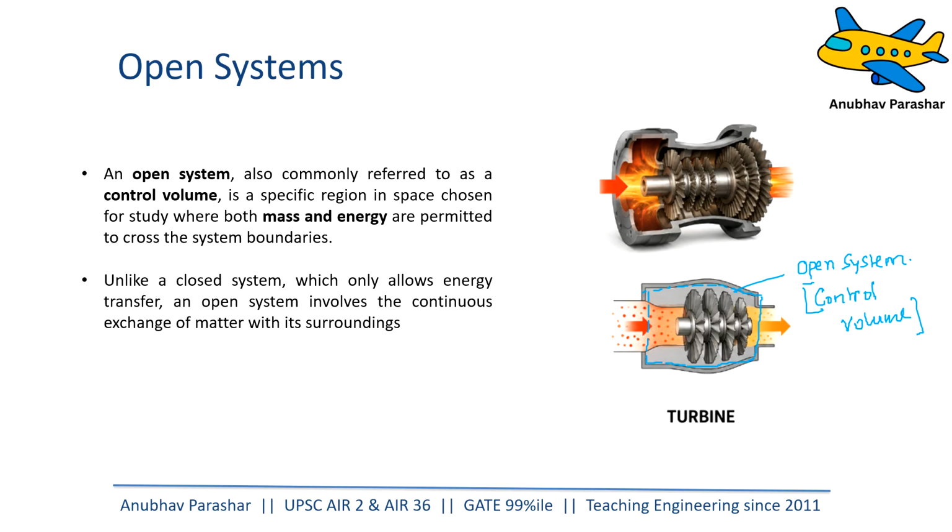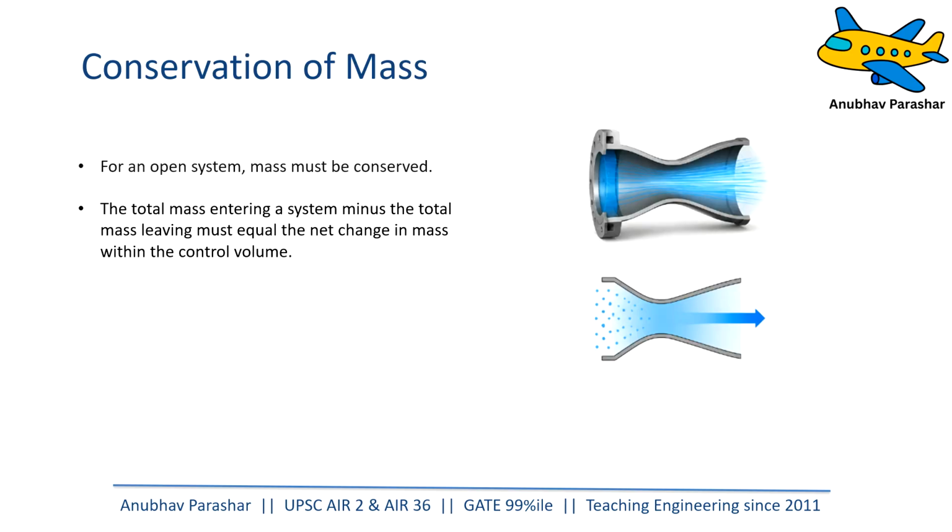And in an open system, both mass and energy are permitted to enter and cross the boundary. So mass can come inside, and mass can go out. Energy can come in and energy can go out. So this is what an open system is. Now, first look at the conservation of mass principle.